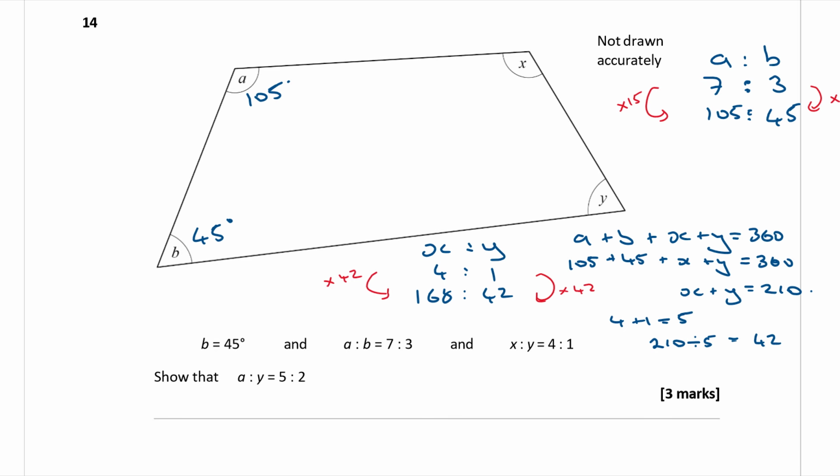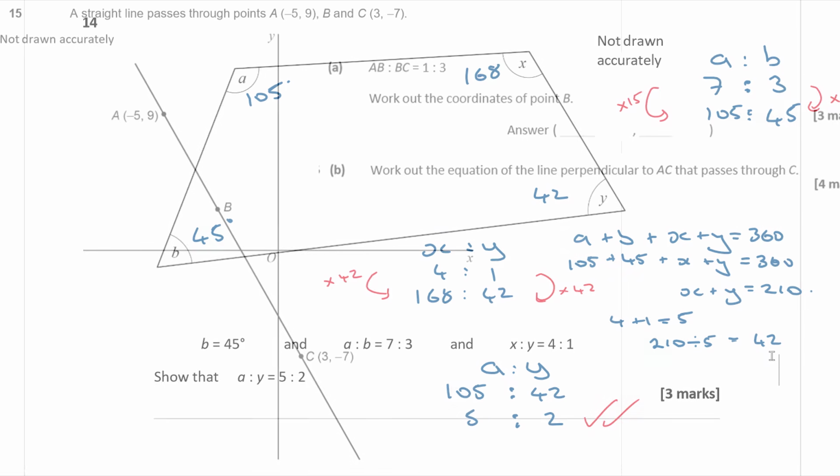So now I've found all the angles. x was 168 and y was 42. Okay, now what do we need? Show that A to y is 5 to 2. Well, then the ratio of A to y is going to be 105 to 42. I'm just going to use the fraction key on my calculator because that will simplify it for me, and ratios simplify the same way. So 42 over 105 on my calculator is the same as 2 over 5. So then that does cancel down to 5 to 2 as requested. Okay, so yeah, that is what we wanted.